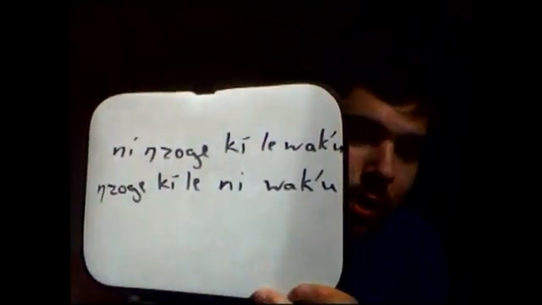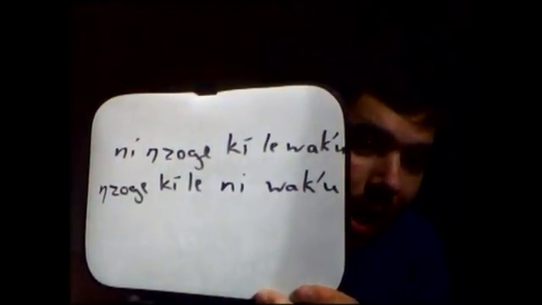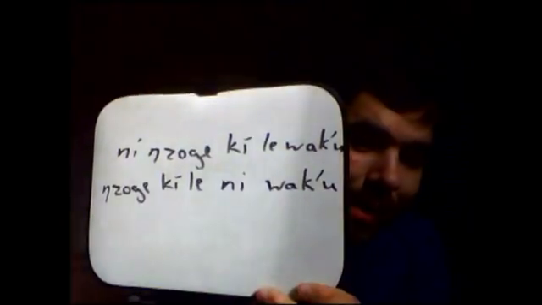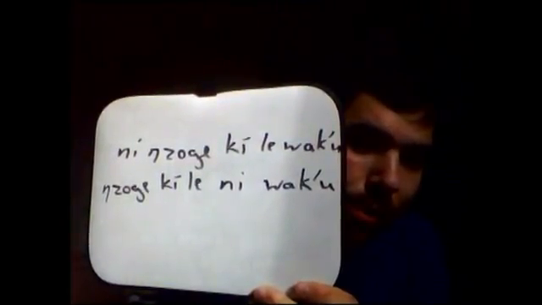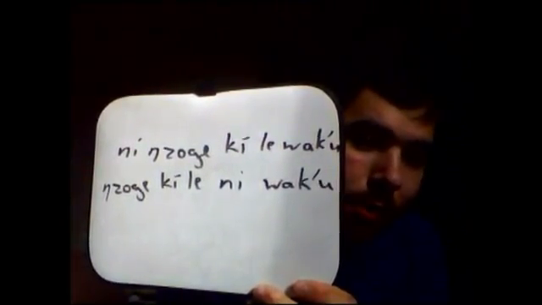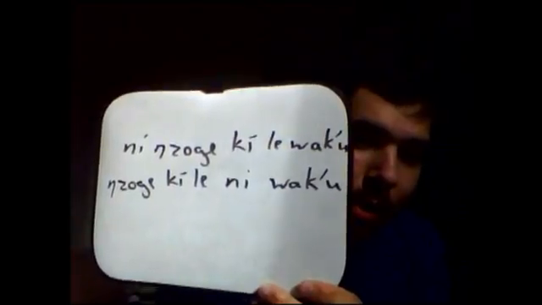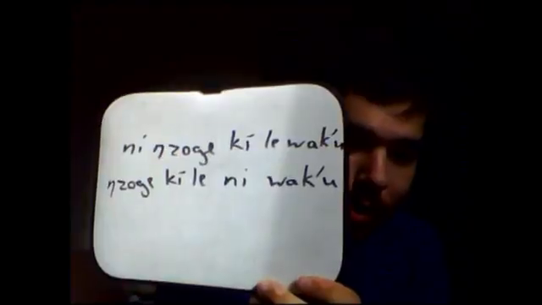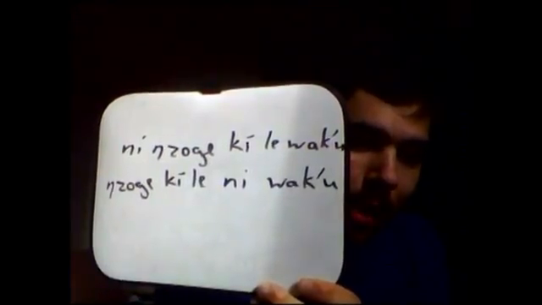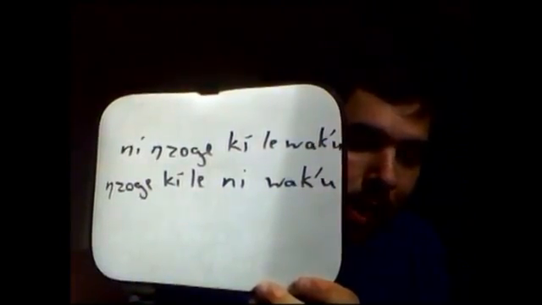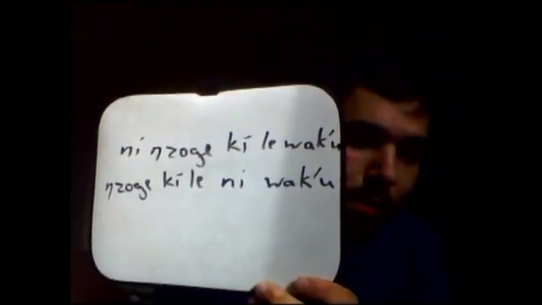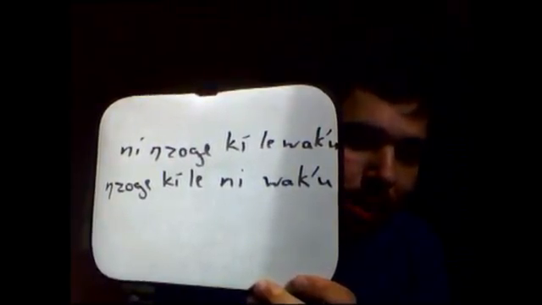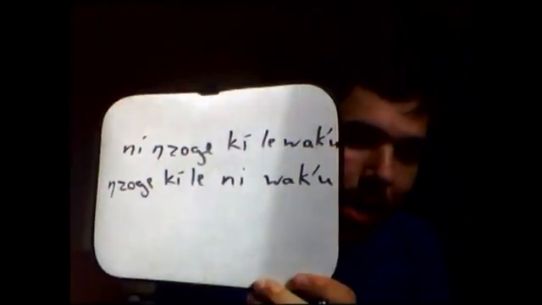Now, how do you show me transferring an object instead of an action? Basically with this, ni uzohe kilewaku, I will give you your pants, which can also be reversed the other way, uzohe kile ni waku. And of course the ni can be replaced with the person's name in a situation where that makes sense.